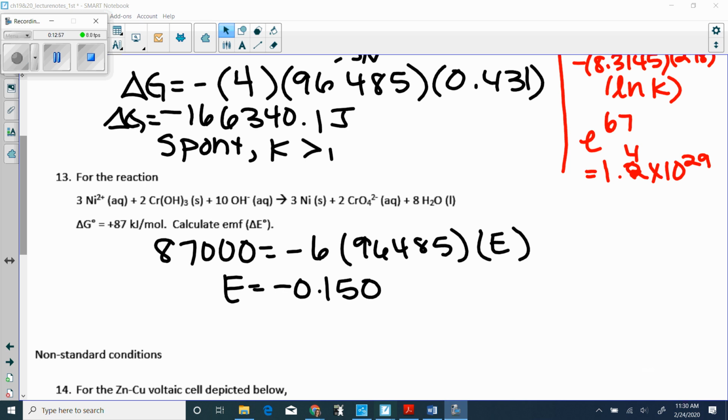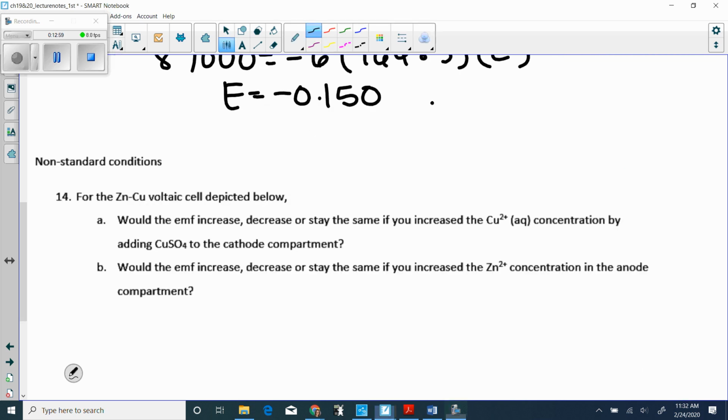How come you don't use the OH negative? She solved it or not? Yeah, she solved it. She solved it like 6 times.